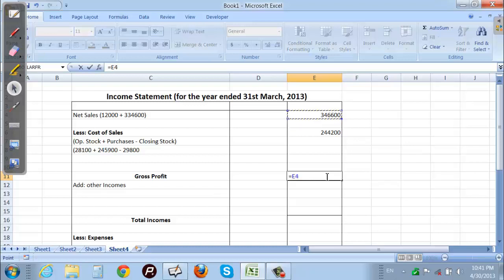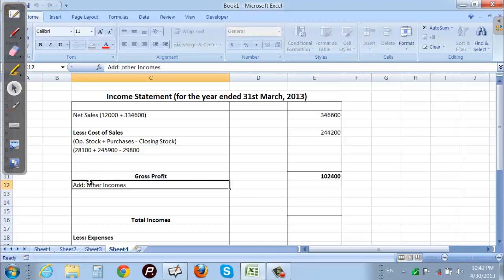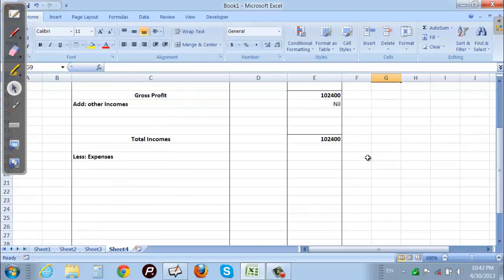Sale minus cost of sale. So the gross profit is $1,02,400. This is the amount of gross profit. After this we will take other incomes, but if you see the question, there are no other incomes, so I will write other incomes as nil. Now the total income will be the same amount only. The same amount will come, 1,02,400. This is our total income, and now from this total income we have to subtract the expenses.